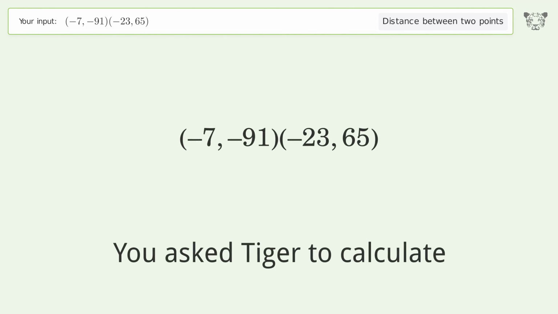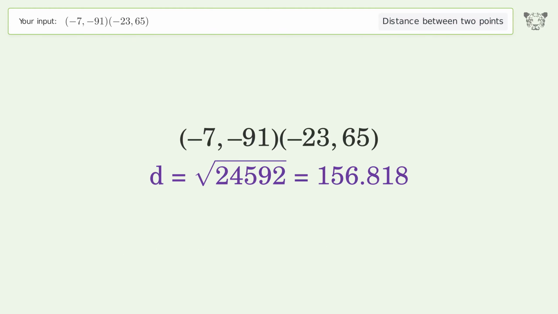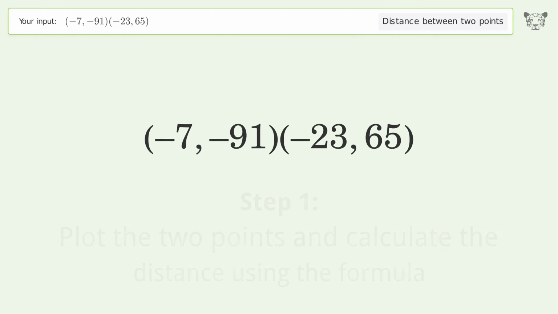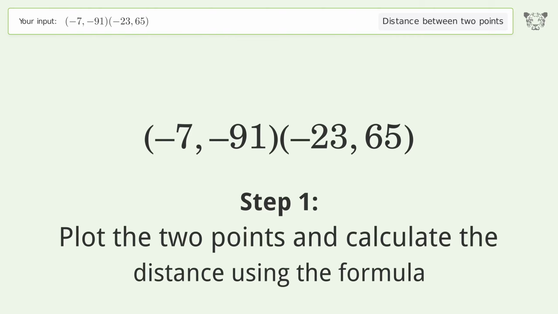You ask Tiger to calculate. This deals with the distance between 2 points. The distance between the 2 points is the square root of 24,592, or 156.818. Let's solve it step by step. Plot the 2 points and calculate the distance using the formula.